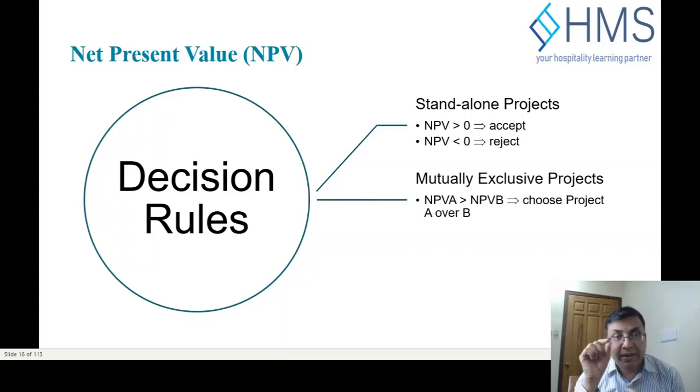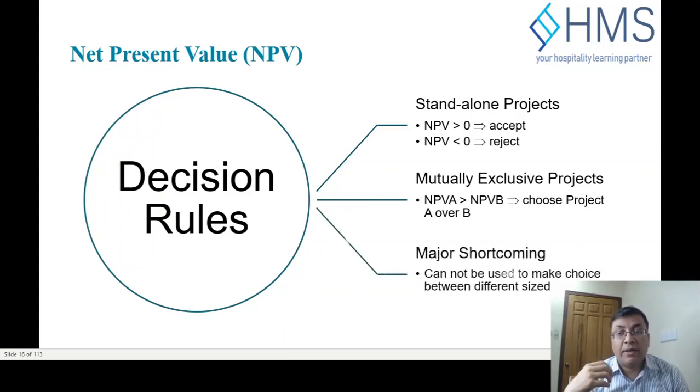So either we invest into this project or into that project. Maybe we want to buy the factory or we want to outsource the job. So there are two different options. You have to take only one of them. You cannot do both, right? So those are called mutually exclusive projects. In those cases, we will select the project with the highest net present value.